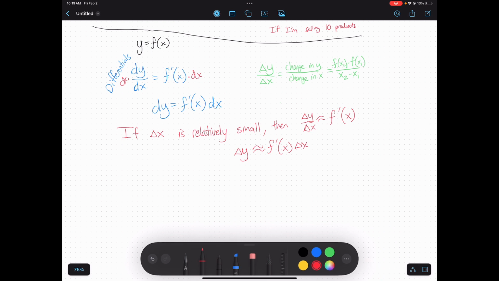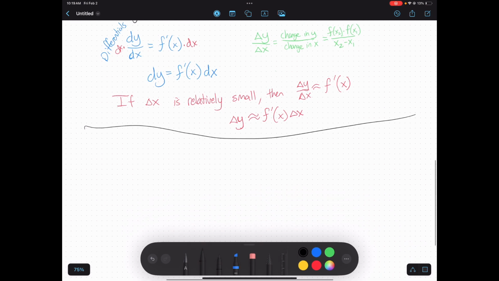So let's look at an example of this. What am I talking about here? Let's look at an example. So let's say I've got a function, f of x equals 7 over x to the fourth. Remember, I can just rewrite this as 7x to the negative fourth.